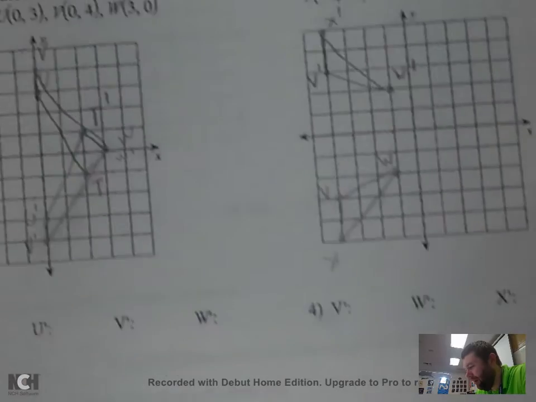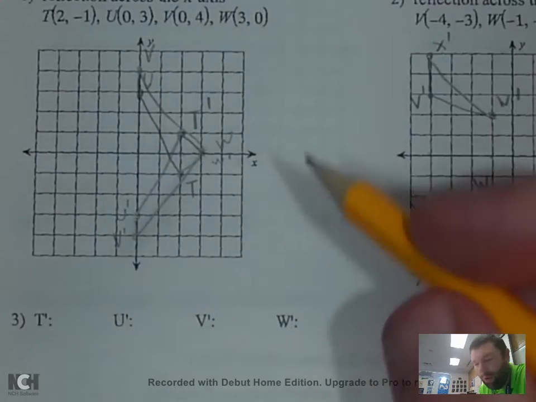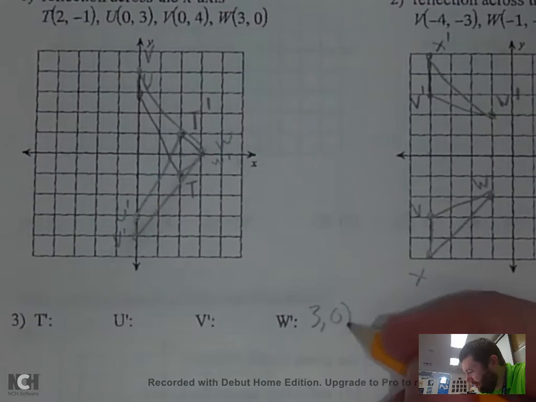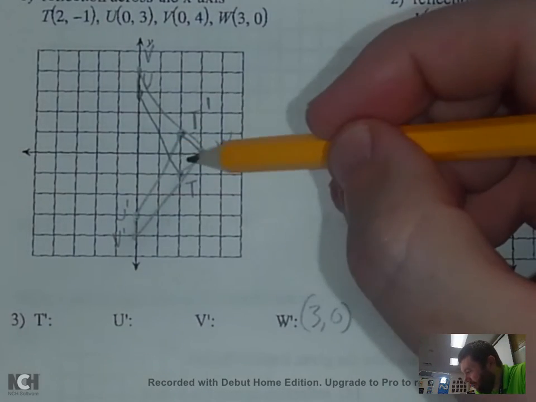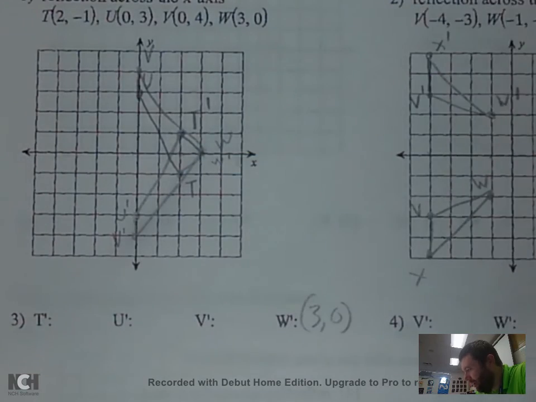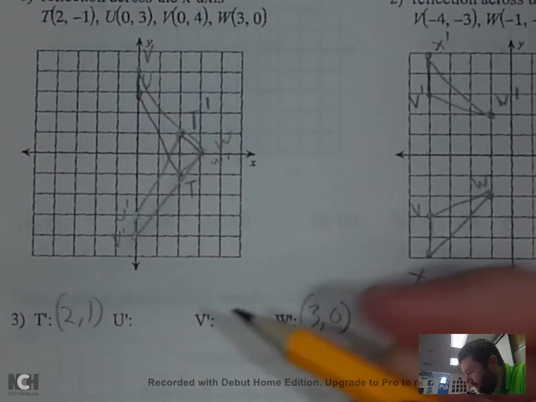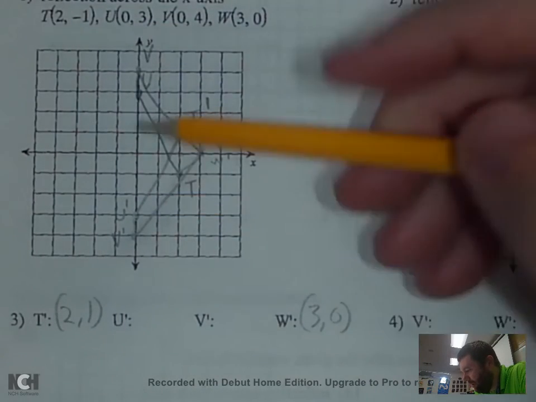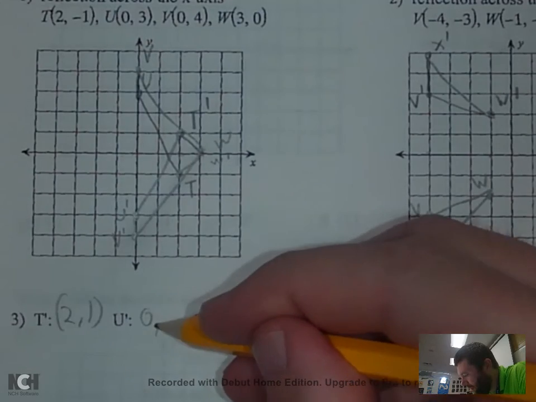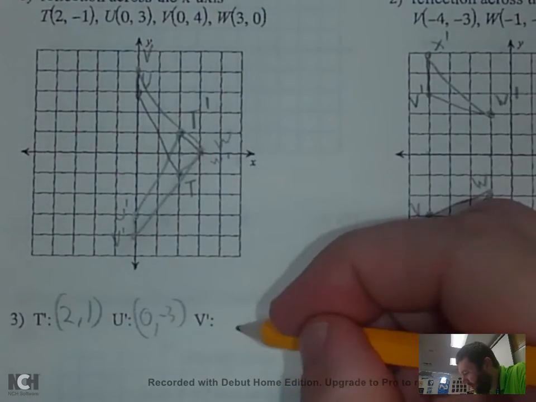Like up here on this original one I did, W didn't move, right? So W stayed the same, so 3, 0. But T went up and it became 2, 1 instead of 2, -1. So 2, 1. And then U became 0, -3. And then V became 0, -4.